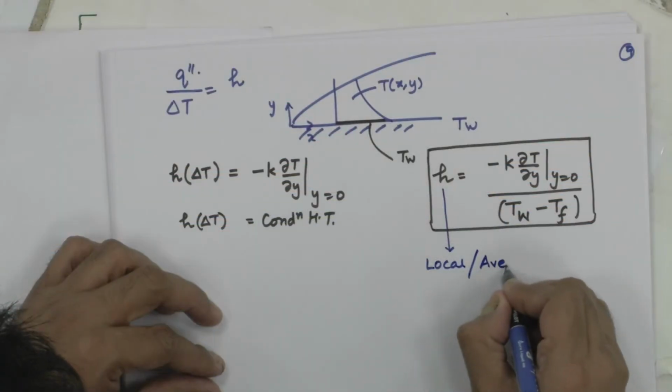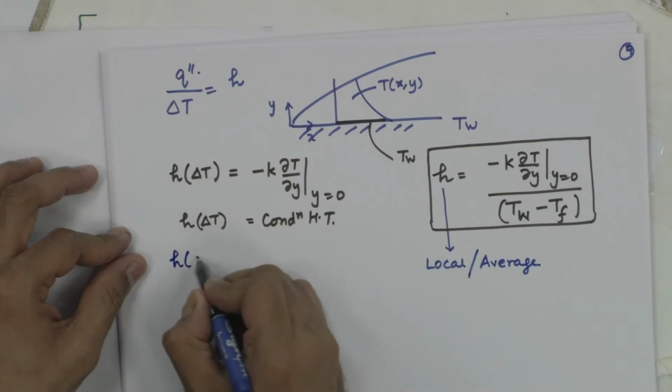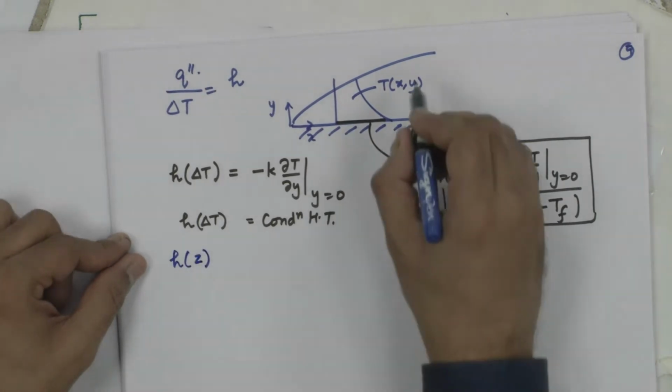Heat transfer coefficient, as we said, can be of two types. This is local, this can be average. What do you mean by this? Local heat transfer coefficient means H is a function of the flow direction. Heat transfer coefficient at every location.